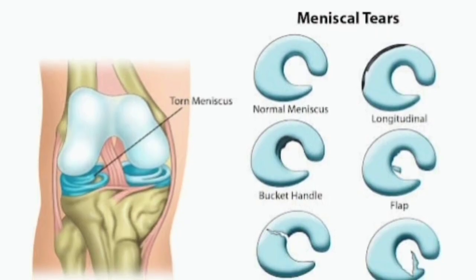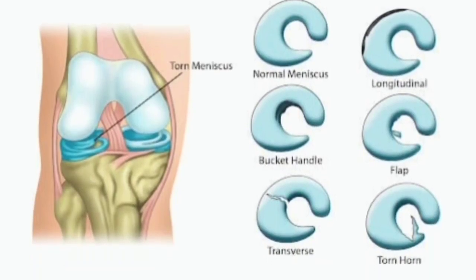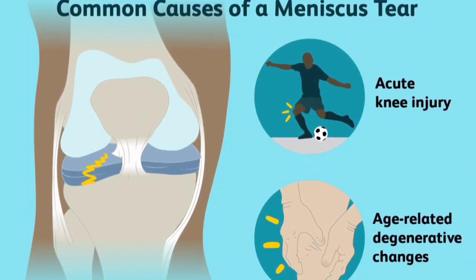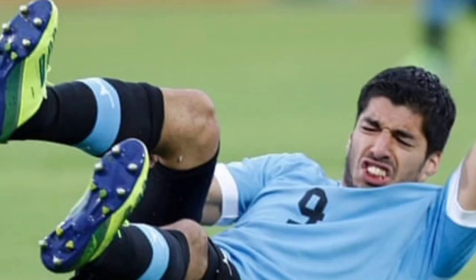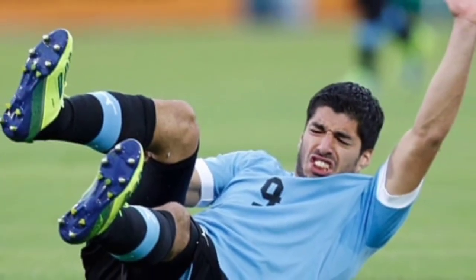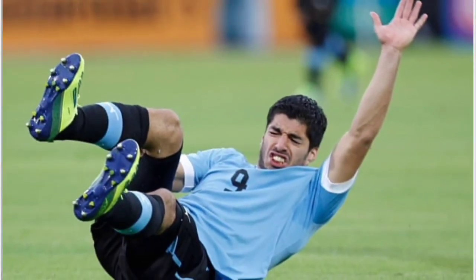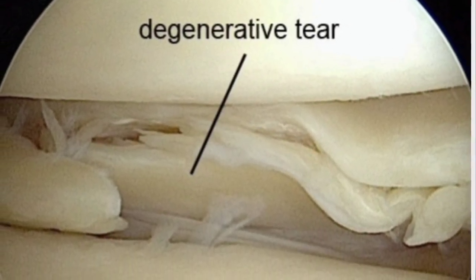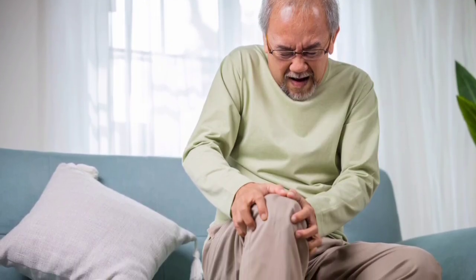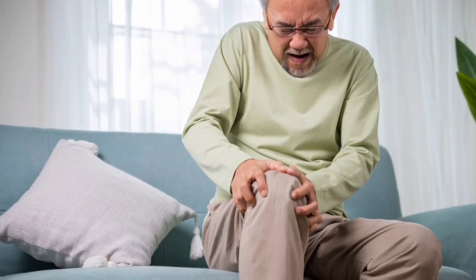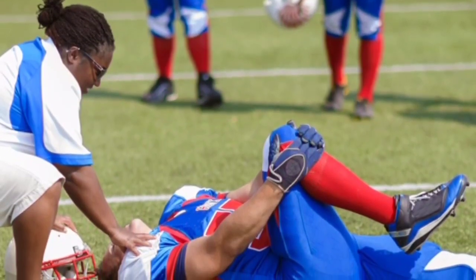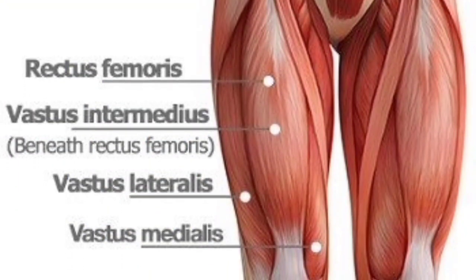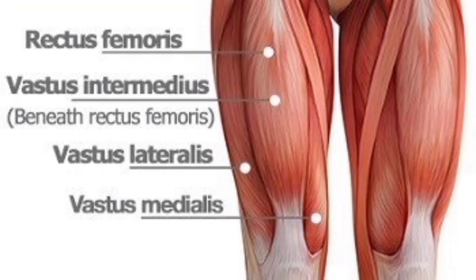Causes and risk factors of meniscus tears. Meniscus injuries typically occur in two ways. Acute injuries. These happen suddenly due to a twisting motion, pivoting, or a sudden stop, common in sports like basketball, soccer, and football. Degenerative tears. These develop over time due to aging and wear and tear. Older adults are more prone to these injuries because the meniscus weakens with age. Other risk factors include playing high-impact sports, poor knee stability or muscle imbalances, previous knee injuries, and osteoarthritis.